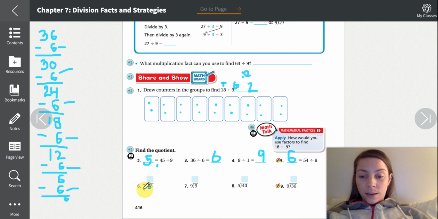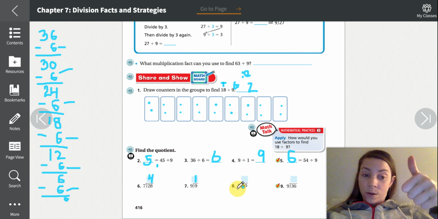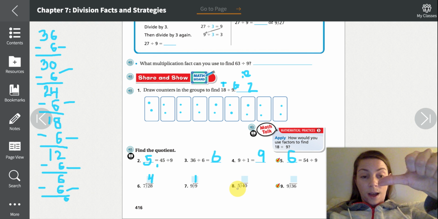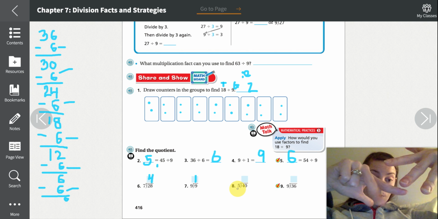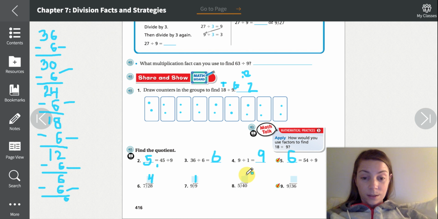Okay, 28 divided by 7. That should be 4. 9 divided by 9. So if you have 9 fish into 9 fish bowls, each one would get 1. 40 divided by 5. Whenever you're dividing by 5, you can easily skip count by 5. So 5, 10, 15, 20, 25, 30, 35, 40 would be 8 times.